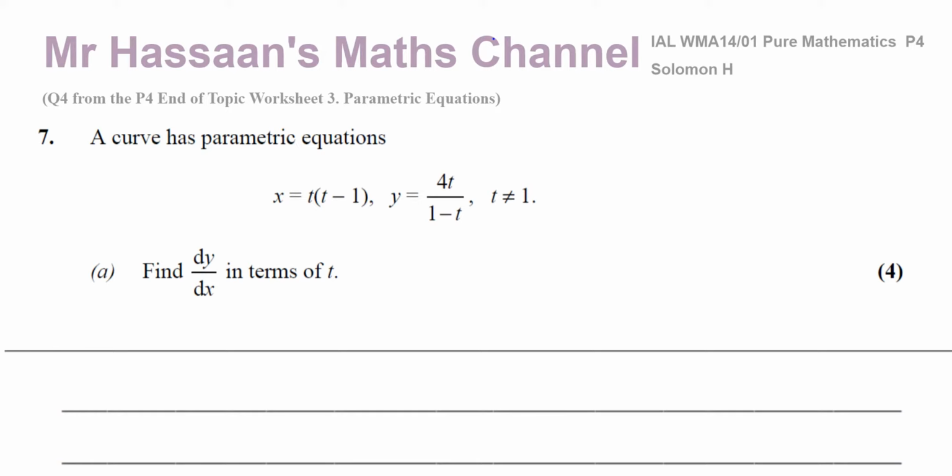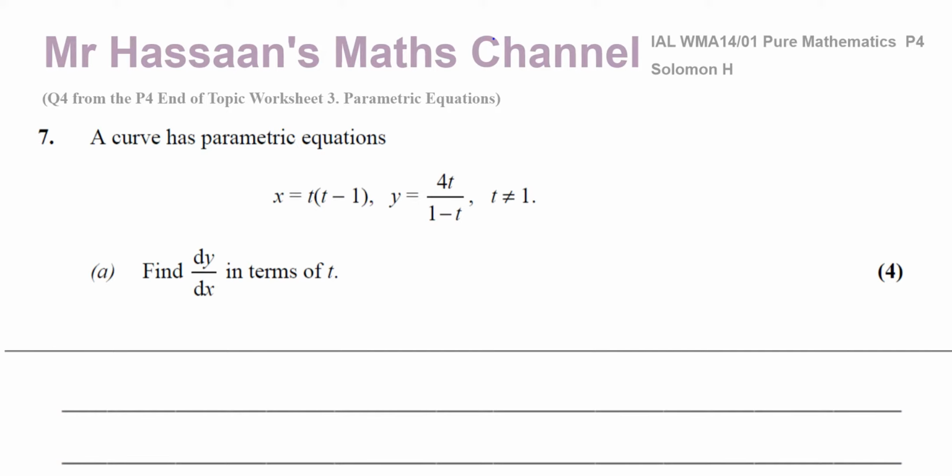From the C4 Solomon collection of papers, paper H. It's called C4, well, now we call it P4. The question is from my end of topic worksheet, which I give to my students for P4, number 3, parametric equations. It's question 4 from that worksheet, question 7 from the Solomon paper H.